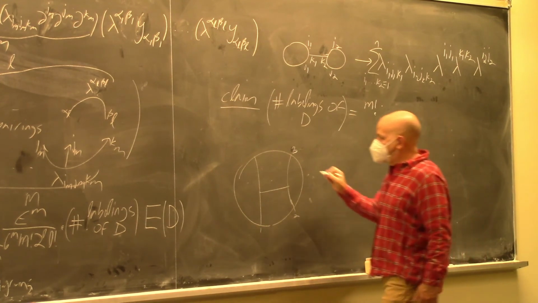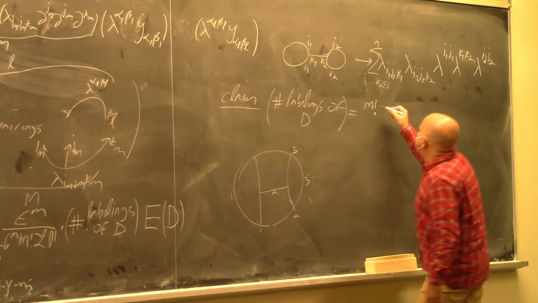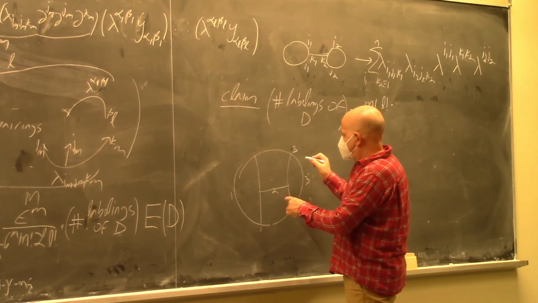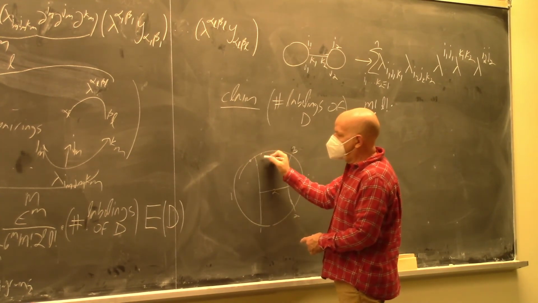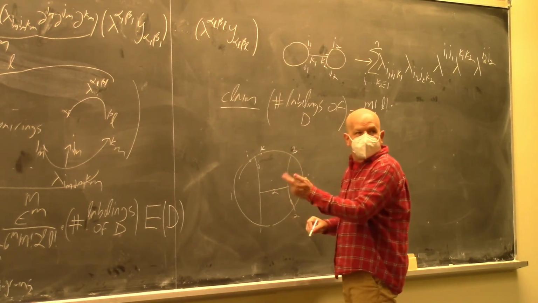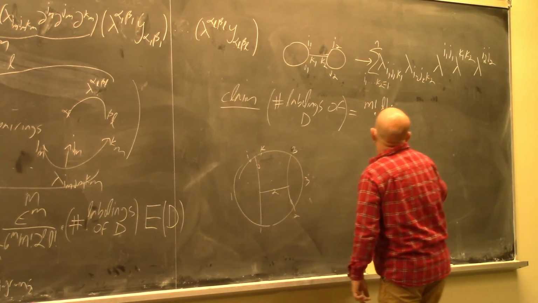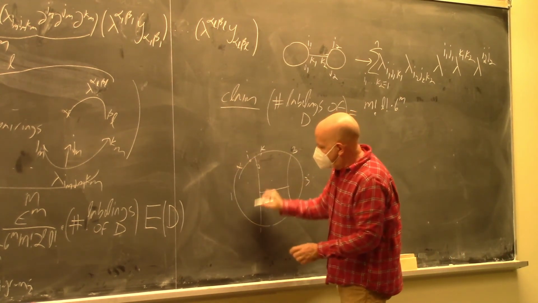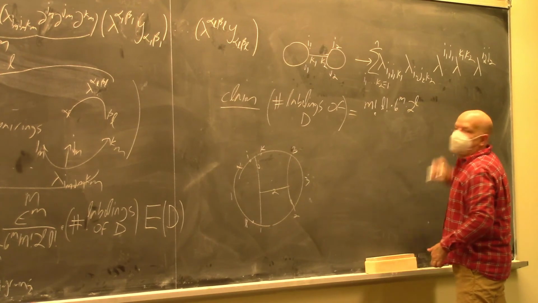Then I have to choose how to order the edges, 1, 2, 3, so that's l factorial. Then in each vertex, there are three edges coming out of it, and they should be labeled with I, J, and K in some arbitrary order. So basically, I have to choose a permutation of I, J, and K. So this is 6 to the m. And each edge has an alpha on one side and a beta on the other side, and there are two ways you can do it. So that's 2 to the l.